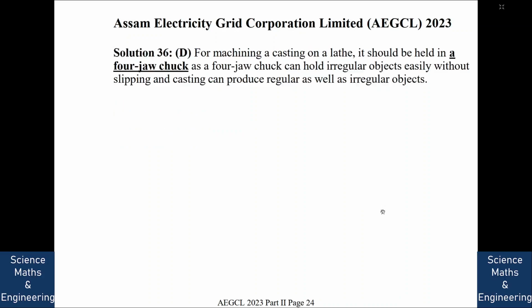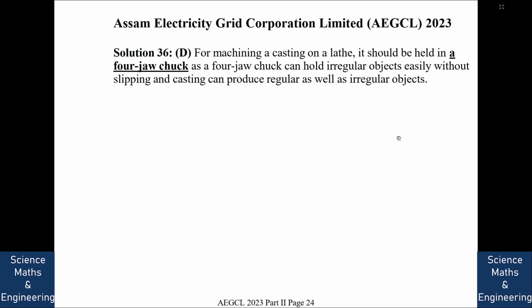So it should be held in a chuck. A 3-jaw chuck or a 4-jaw chuck can hold any type of material, whether it is metallic, non-metallic, or any other, that is not an issue. However, since casting may produce regular as well as irregular objects, a 4-jaw chuck is a better option than a 3-jaw chuck. So we will use a 4-jaw chuck for holding a casting that is to be machined in a lathe.